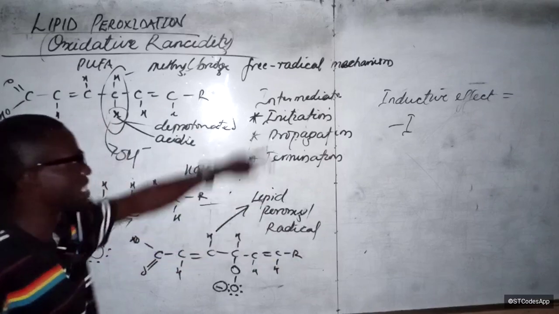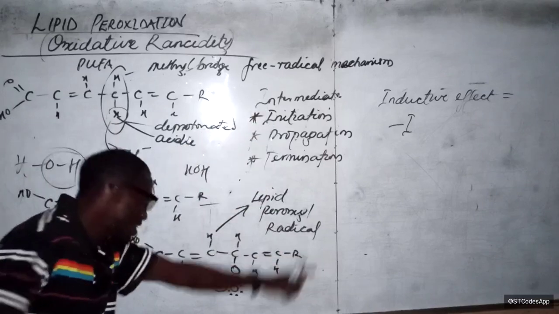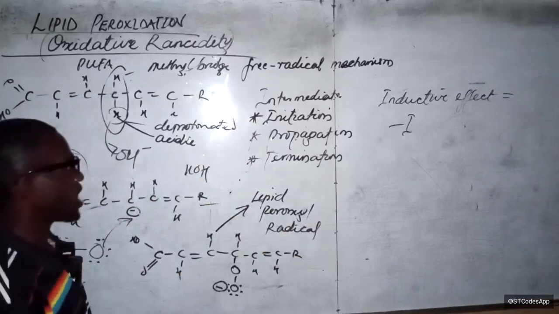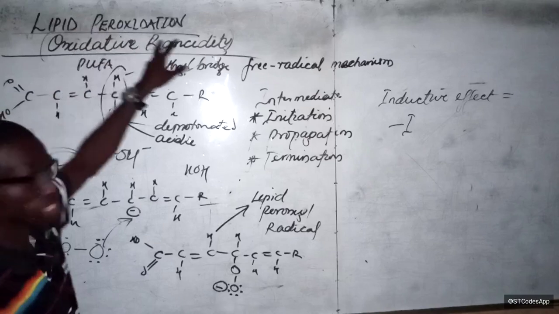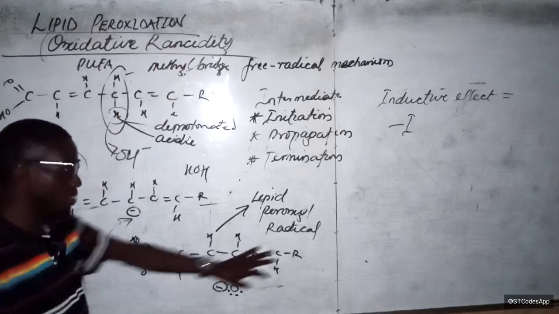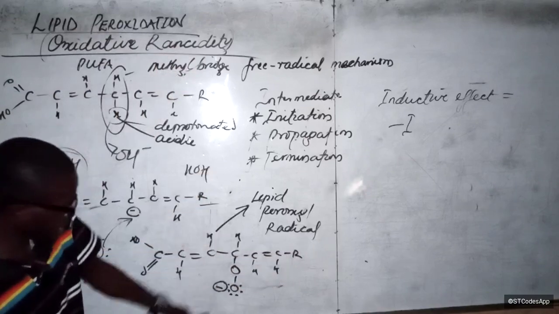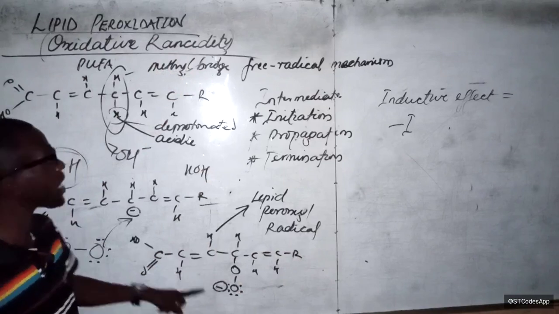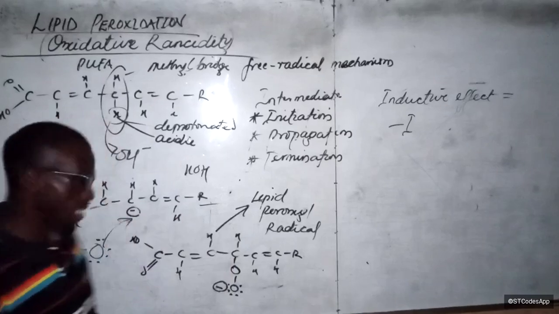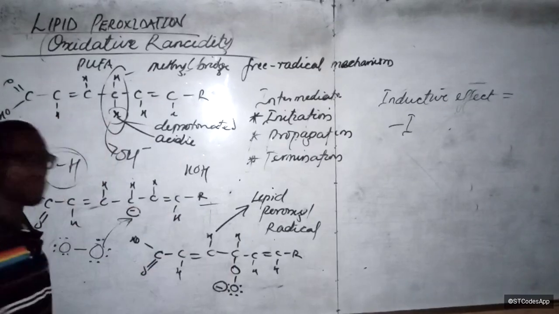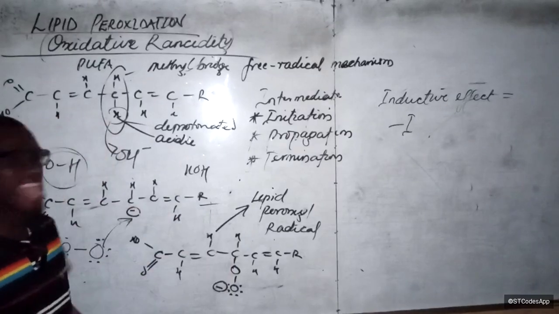So this is the intermediate step I was talking about. This intermediate step is what happens in the propagation step, and is what gives rise to lipid peroxidation. All right. So these are lipids and fatty acids. It has been this lipid peroxide radical that is formed. I said it takes place via what? By a free radical mechanism. And free radicals are highly reactive.